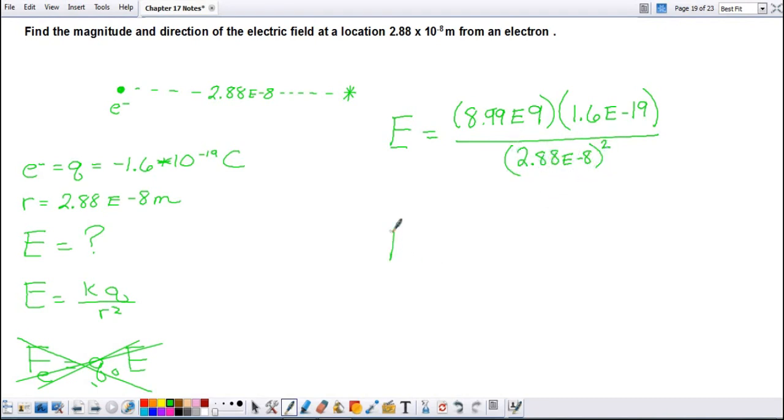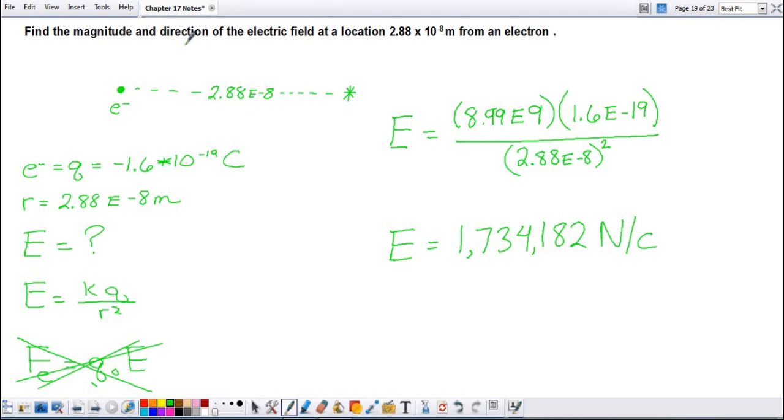And if we go ahead and solve that, we get 1,734,182, and it's approximately just that many newtons. So this is the magnitude. This is how big the electric field is. It's newtons per coulomb, at a point 2.88 times 10 to the negative 8th meters away. But we were asked to find the magnitude and the direction. So now we need to worry about the direction.